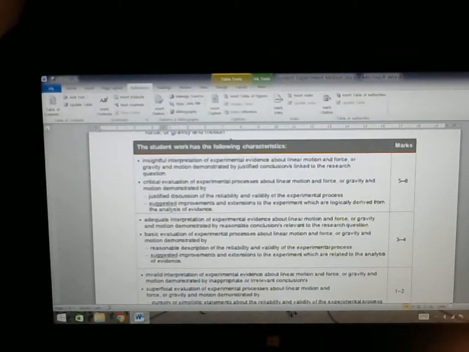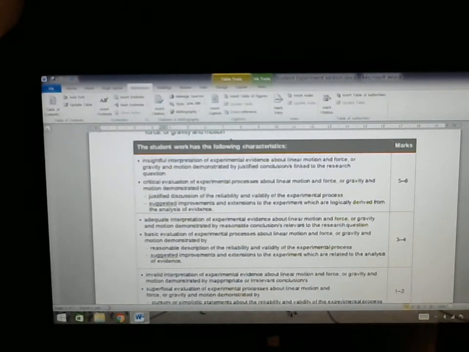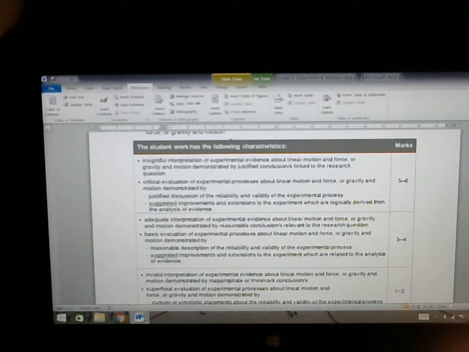Again, another 6-pointer. Our first one here, we have insightful interpretation of experimental evidence about the topic, demonstrated by justified conclusions linked to the research question. Insightful in this case means that you're showing understanding of your results by looking at all the data, that you're making decisions by looking at everything as a whole, not just a couple of individual pieces. The justified conclusions, again, justified meaning that you're providing evidence, but make sure here it says linked to the research question, that you actually link it back to the research question. It's a really easy mistake people can make where they don't link back to their research question.